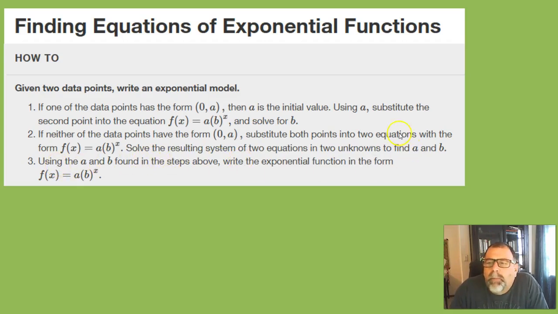So hopefully you remember how to do that. We're going to cover that again in a later section in the chapter, in the book. But hopefully you remember how to do that. Using the a and b found in the steps above, write the exponential function in the form f of x equals a times b to the x.